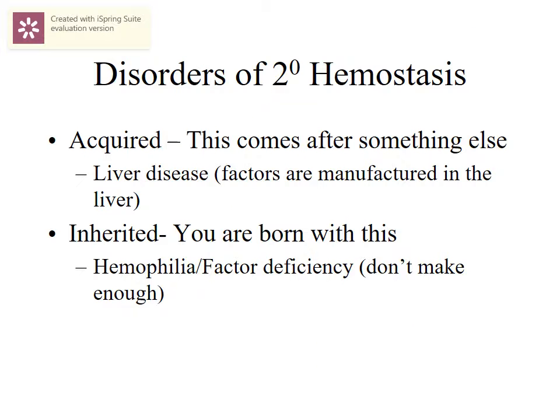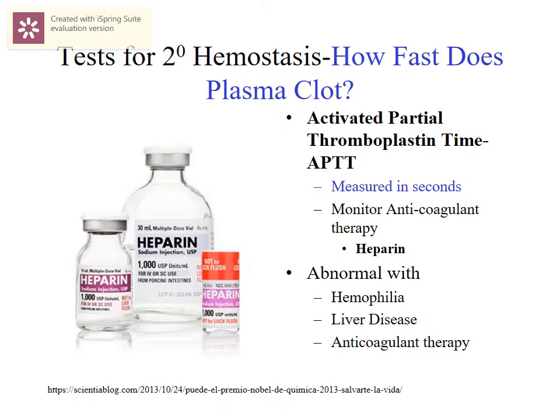We also introduced the concept of acquired versus inherited disease. So acquired disease is something that happens in relation to medication or some other disorder. So the taking of aspirin could cause an acquired platelet defect, and liver disease, where proteins are manufactured, including coagulation factors, could result in an acquired disorder of secondary hemostasis. Inherited disorders are those you are born with. So an example of this is hemophilia, which is a factor deficiency, and the individuals with inherited disease either don't make enough coagulation factor proteins or they are defective.